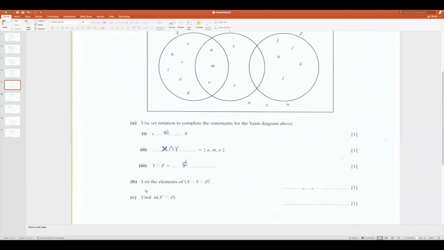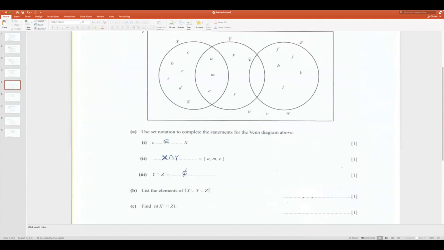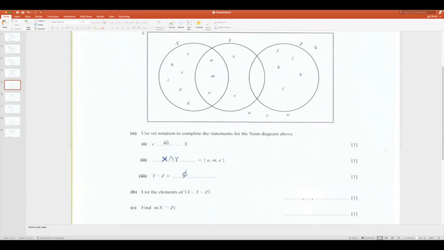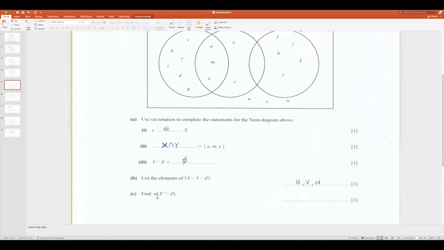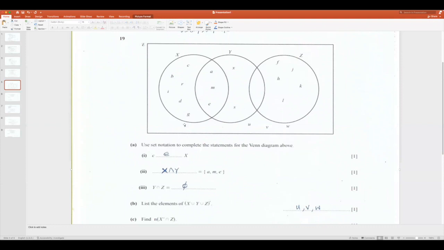List the elements of X union Y union Z dash. X union Y union Z dash means other than these areas, the outside: U, V and W. Find n of X dash intersection Z. X dash means without X, and intersection Z. So these values are F, J, H, K, L. How many values are there? 1, 2, 3, 4, 5.